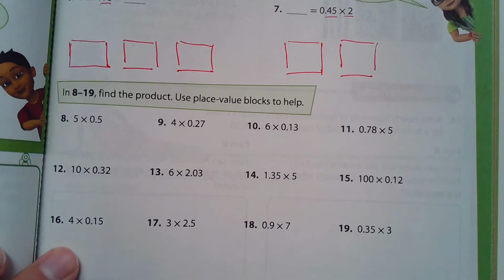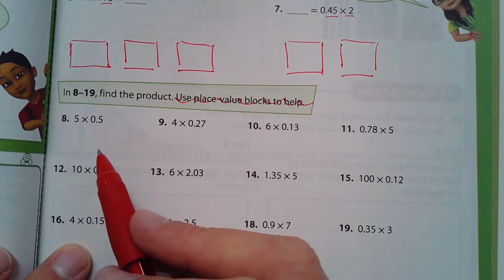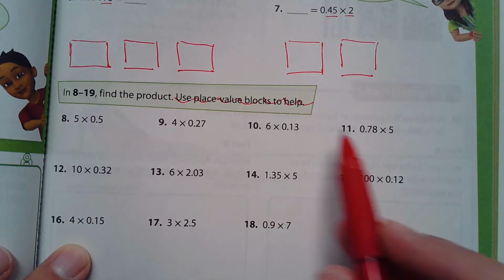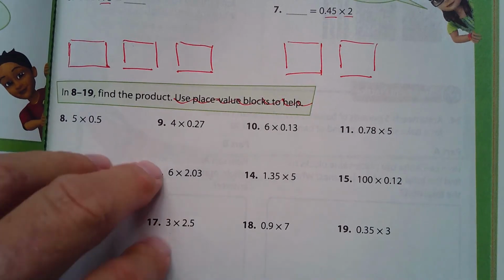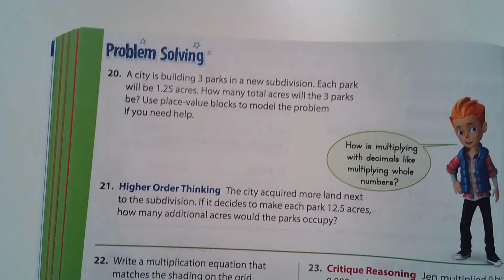And then I'm not worried about place value blocks for these because they don't give you enough room, but I'd like you to solve 8 through 19. And the last page, let's take a quick look.